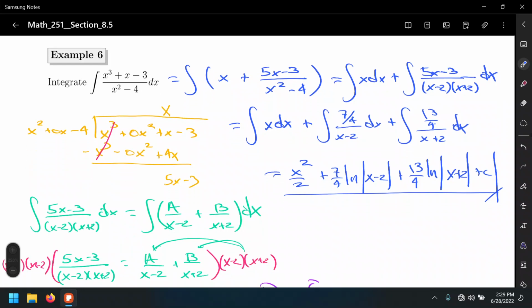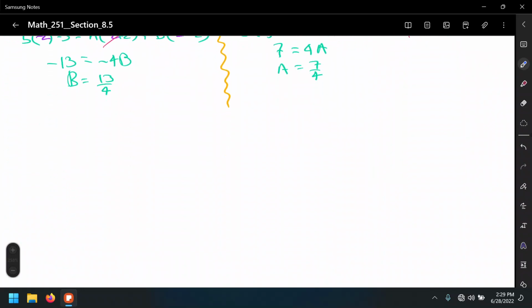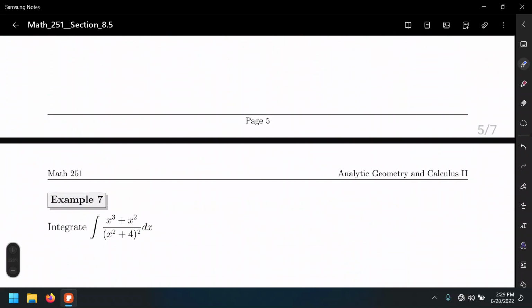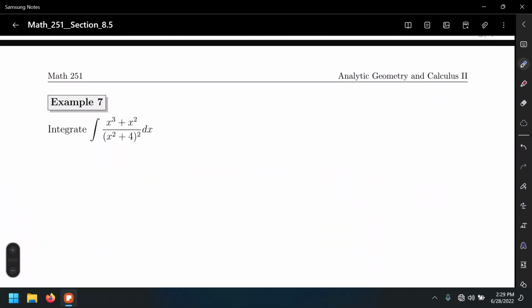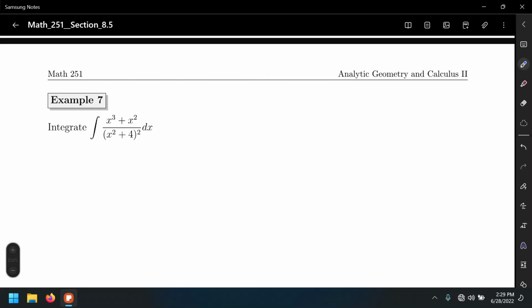Alright, let's have a look at the last example and let's get prepared. This one is going to take a really good minute to go through. Alright, so what do we have? The integral of x cubed plus x squared, whole thing over x squared plus 4 quantity squared.